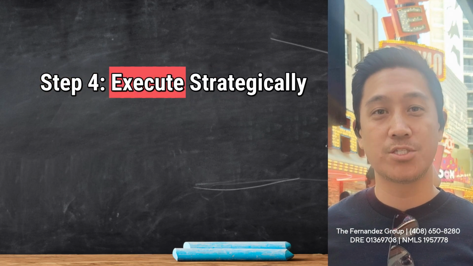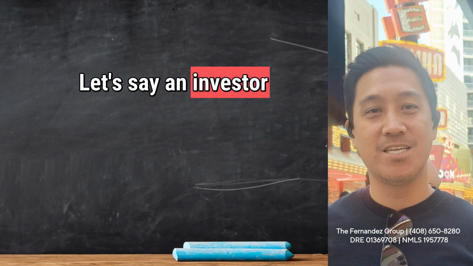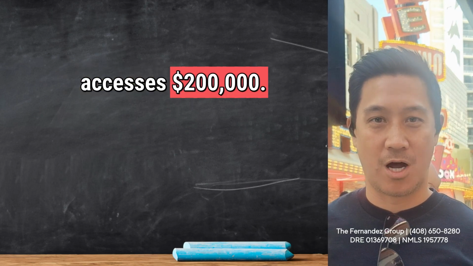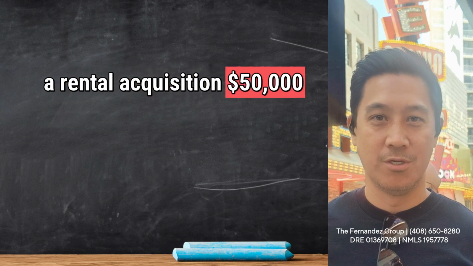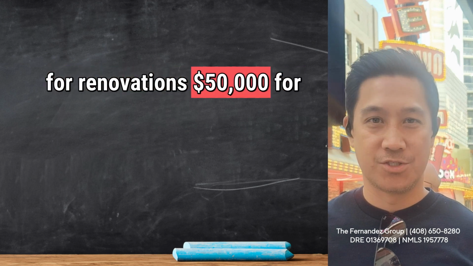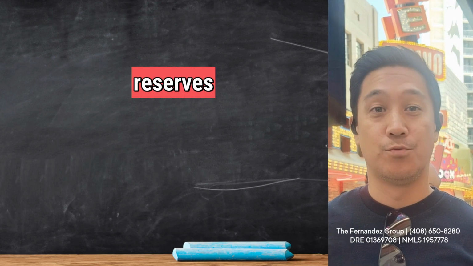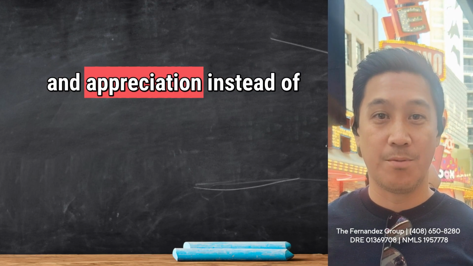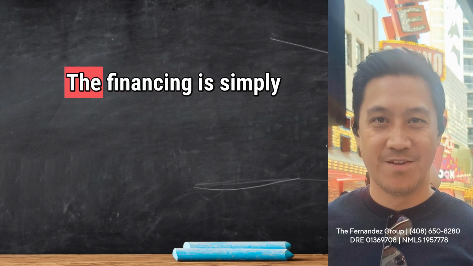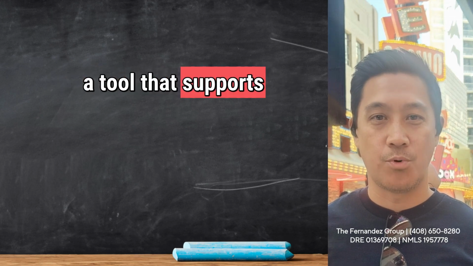Step 4. Execute strategically. Let's say an investor accesses $200,000. They use $100,000 for a rental acquisition, $50,000 for renovations, $50,000 for reserves. Now multiple assets are working to generate income and appreciation instead of one. The financing is simply a tool that supports growth.